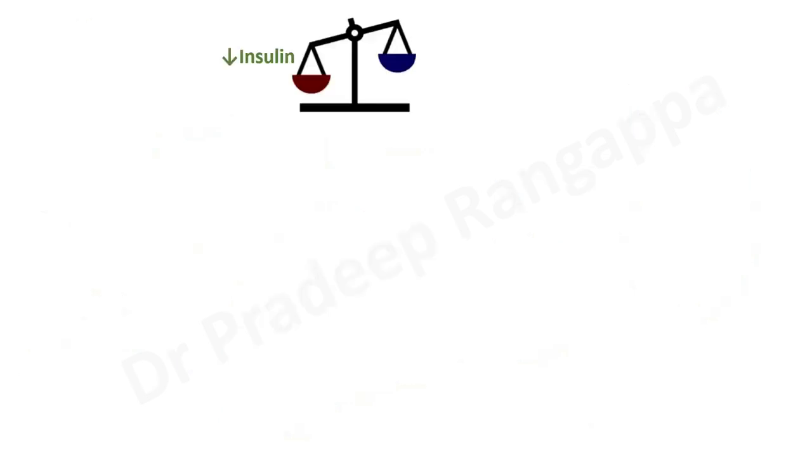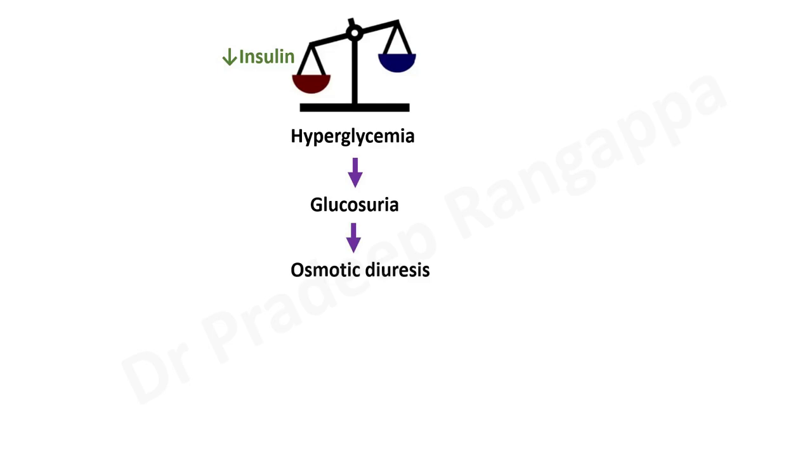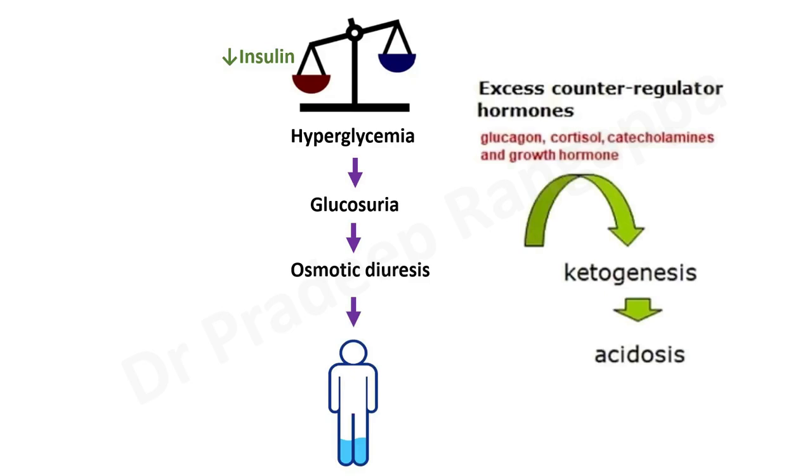Again, in DKA, low insulin leads to hyperglycemia. Because there is increased glucose, there is glucosuria. Because there is increased glucose, there is osmotic diuresis, and then dehydration happens. Because of the excess counter-regulatory hormones, there is increased ketogenesis. Because there are excess ketone bodies, this contributes to the acidosis that is present.